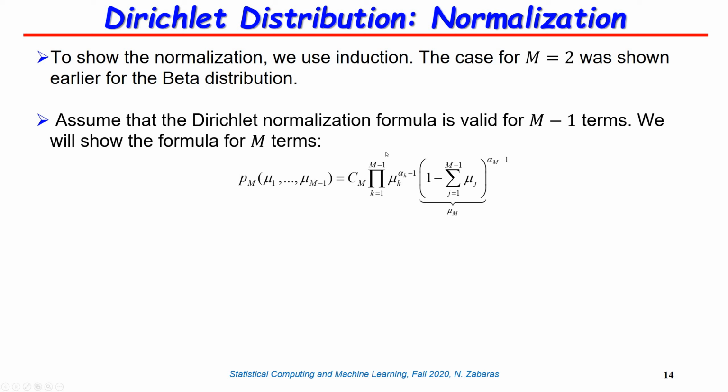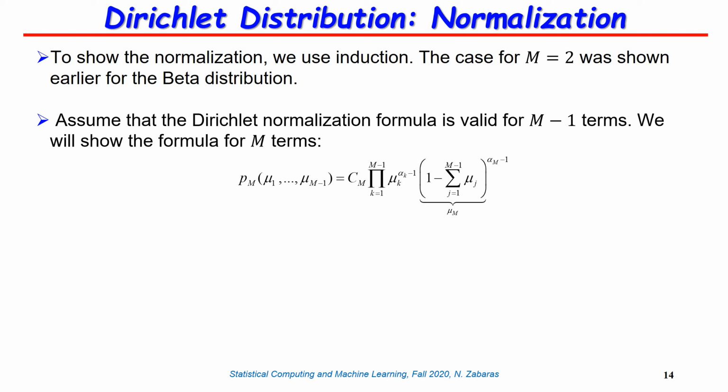Now why did I change the notation from capital K to capital M? Because I'm going to use induction to prove the normalization formula that we had in the previous slide. So I am going to assume that if I have a distribution in m minus 1 dimensions that is normalized with the formula that we have seen before, then this distribution in m dimensions will also be normalized.